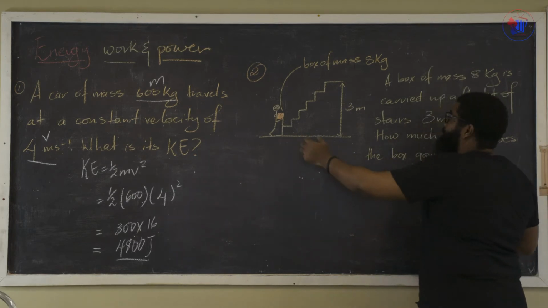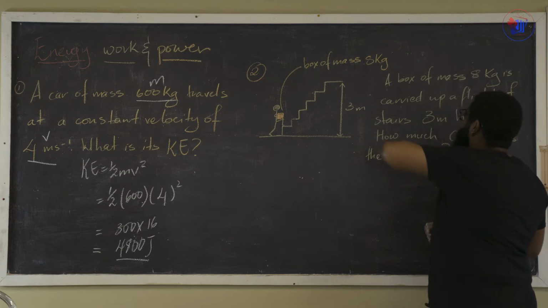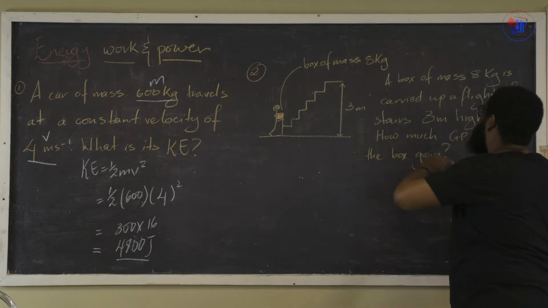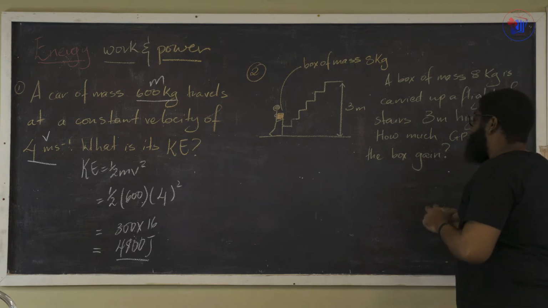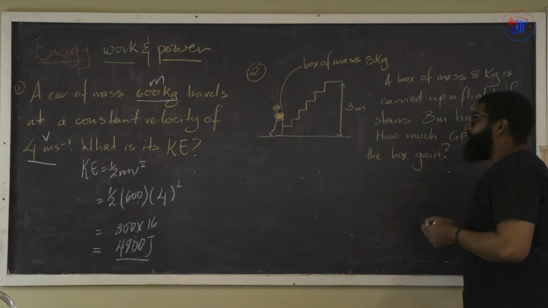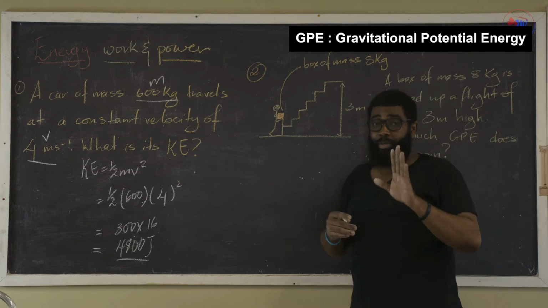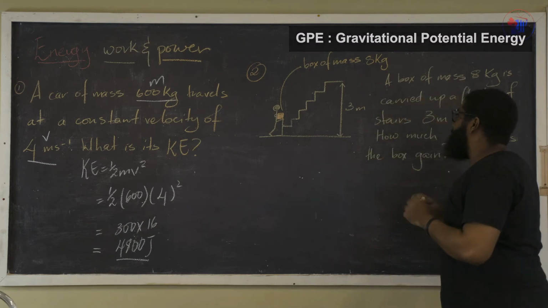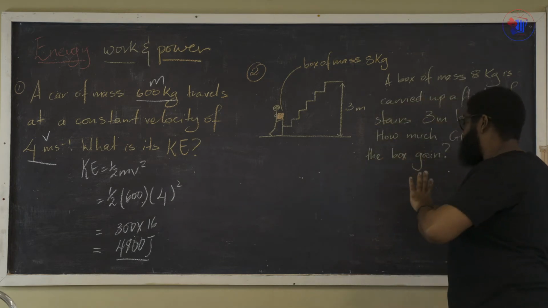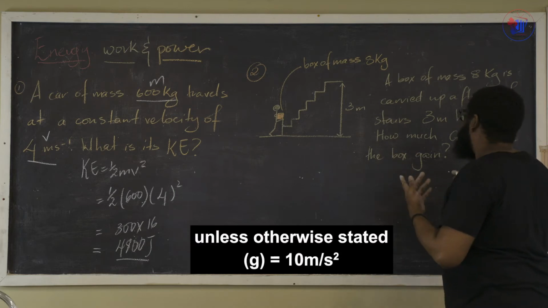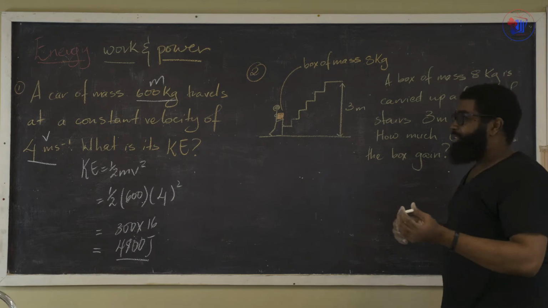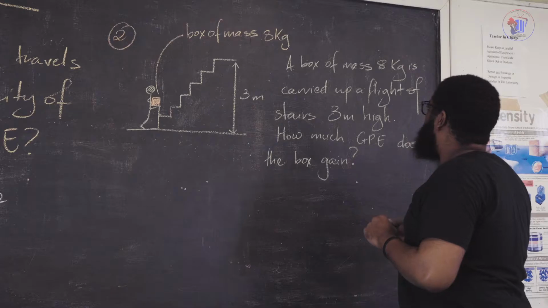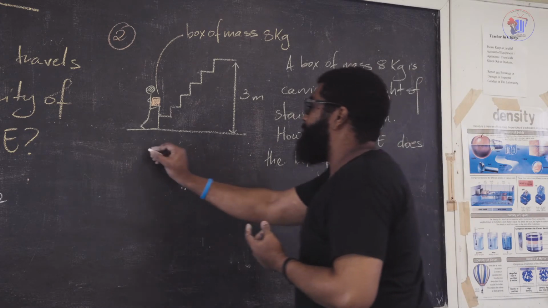Okay, with that being done, we move on to a problem with my good friend, Mr. Stickman. So Mr. Stickman is carrying a box of mass 8 kilograms up a flight of stairs 3 meters high. How much GPE does the box gain? Now, a rule of thumb is when not stated, you take g, acceleration due to gravity, to be 10 meters per second squared. For ease of calculation, 10 is a very simple number to work with.